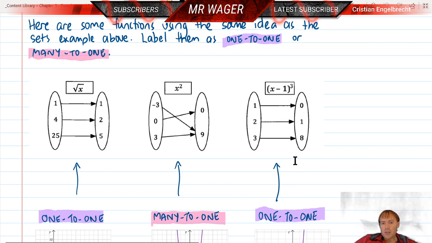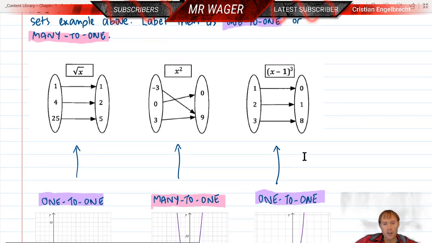Okay. And this one over here is also a one-to-one function. Each of the numbers in the domain, each of the numbers in this first set, is mapping to just a single number in the second set. Okay, so hopefully you got those right.